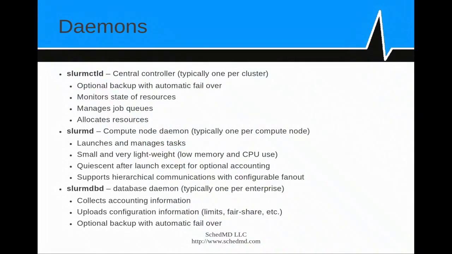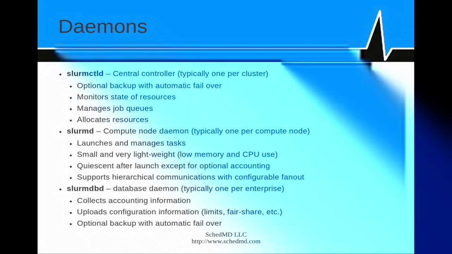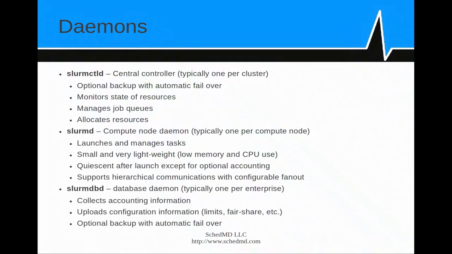On each of the individual compute nodes, you've got a slurmd daemon, and that would launch and manage the user tasks. So when you start your job across multiple nodes, this is what launches those, and it manages the tasks. It's very small and very lightweight, and after you launch a user application, typically it would go to sleep completely except for optional accounting, and if you do that, it would be synchronized across all the nodes so that all the noise for your job would happen at the same time.